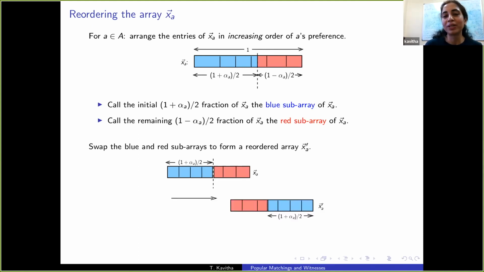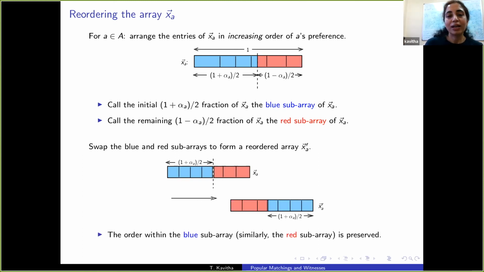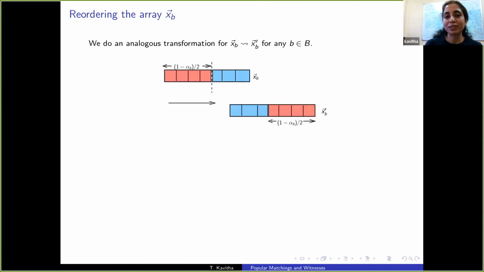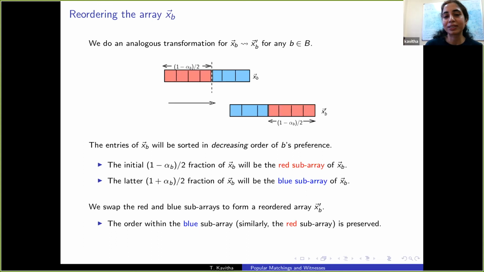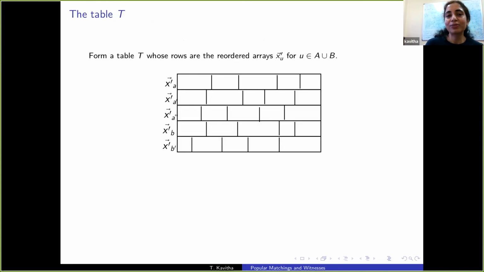Now let's swap the blue and red subarrays to get a reordered array. Let's call it X prime. And the order within the blue and red subarrays is preserved. Let's do an analogous transformation for vertices in B as well. So here, the entries are arranged in decreasing order, and the initial (1 minus alpha B) by 2 fraction will be called the red subarray. The rest of it is called the blue subarray. We swap the red and blue subarrays again. And let's form a table whose rows are these reordered arrays X prime. So X prime arrays for all the vertices are arranged one below another.